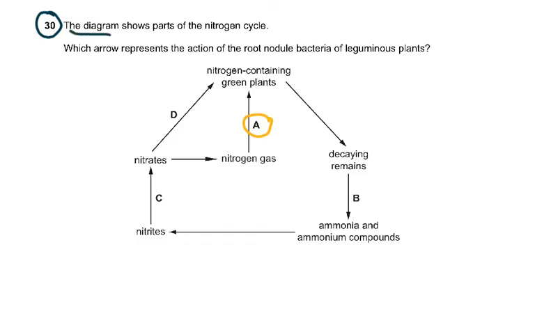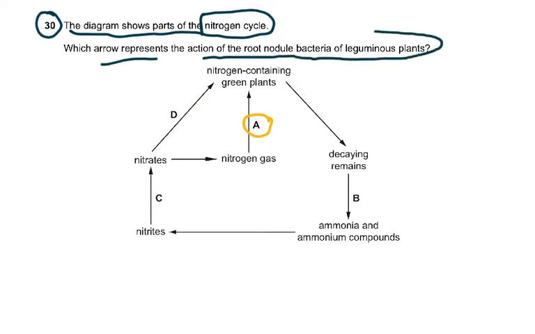Now question number 30. The diagram shows parts of the nitrogen cycle. The nitrogen cycle questions are usually very challenging. Which arrow represents the action of the root nodule bacteria of leguminous plants? Now if you remember this, it is the nitrogen in the air which is used by the bacteria to convert it into ammonia. And of course, if you look at my video on ecology, you need to revise the nitrogen cycle because that will help you understand how we have studied the nitrogen cycle.